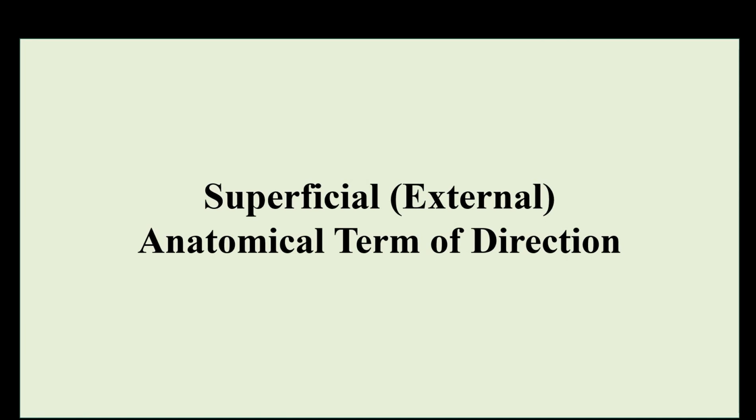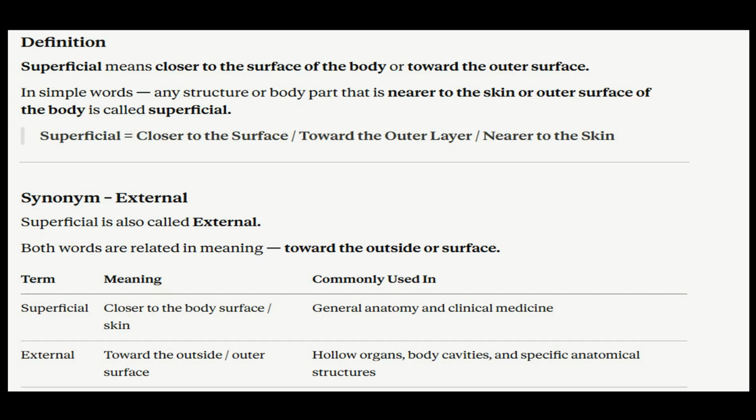Alright, so let's get started with the superficial external anatomical term of direction. We will start from the definition itself. In an interview, if someone asks you what is superficial or what is external, you can simply say superficial means closer to the surface of the body and toward the outer surface. Okay, so it means closer to the surface of the body toward the outer surface.